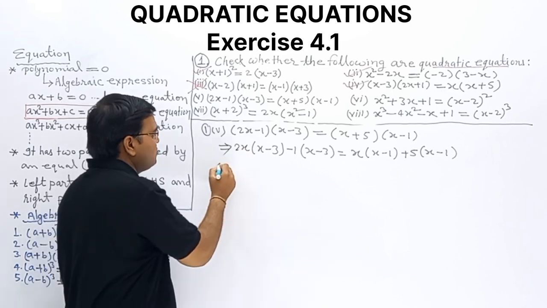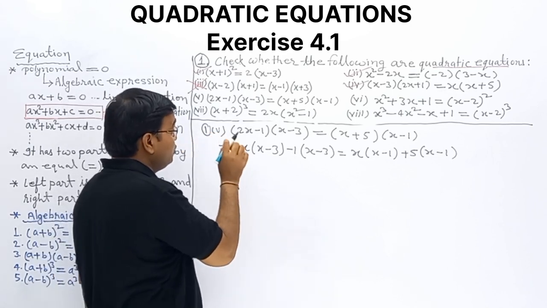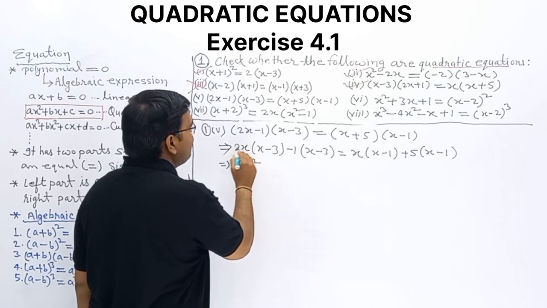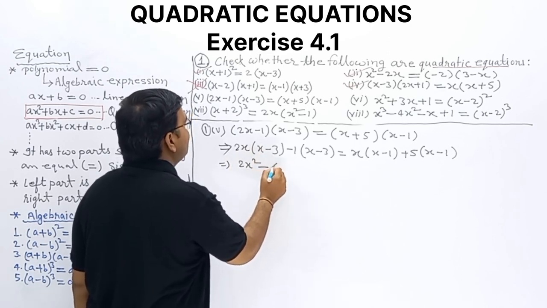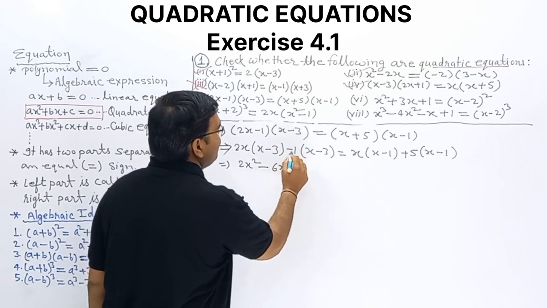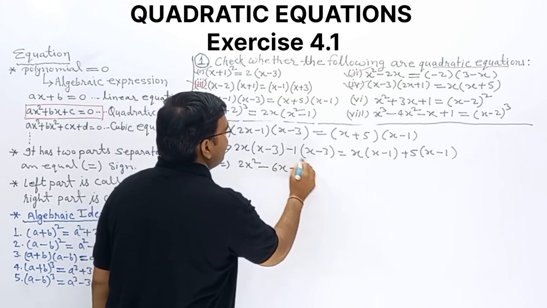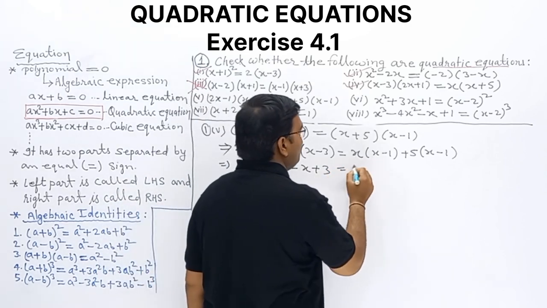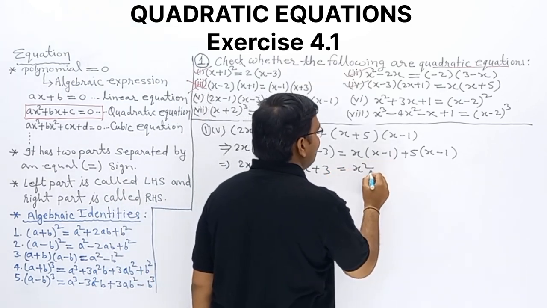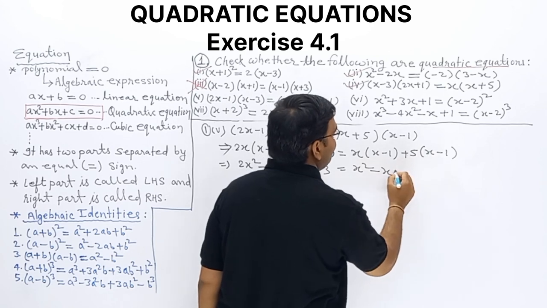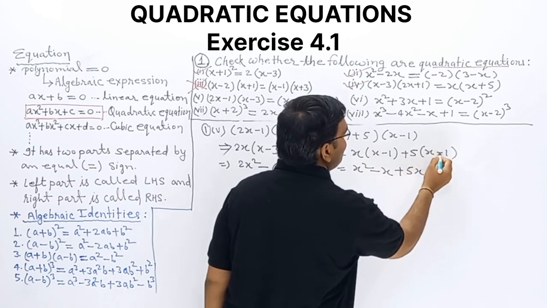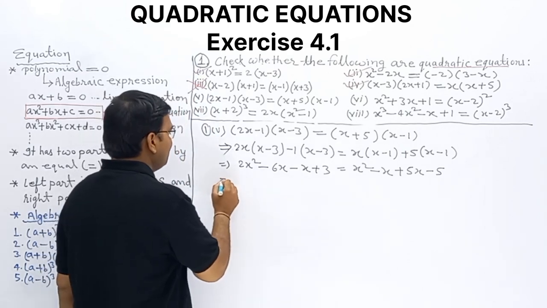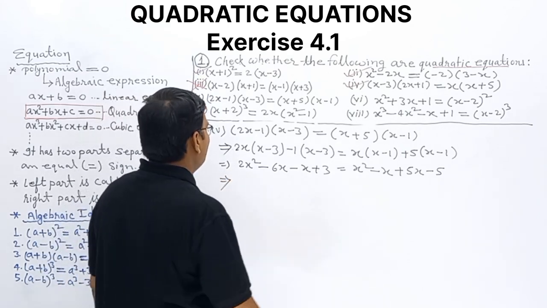Now we will apply the distributive. Now use with sign. 2x into x, 2x square. Plus into minus, minus 6x. Minus plus into minus, minus x. Minus into minus, plus 3 equal to x into x, x square. x into minus 1, minus x. Plus into plus, plus 5x. Plus into minus, minus 5. Observe carefully. Now add and subtract.